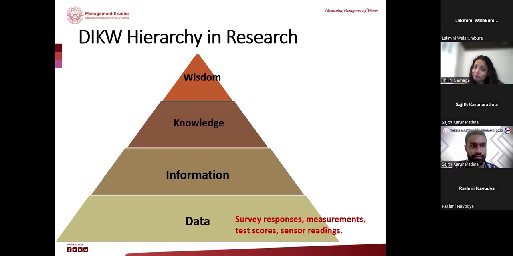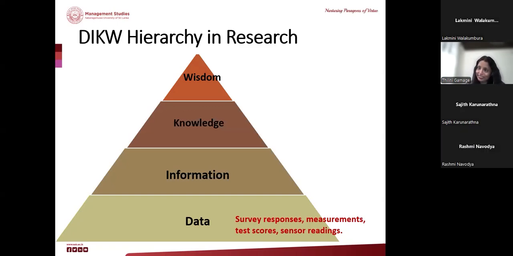So however, once you complete the data collection process, you have data in your hand. Data are the raw facts and figures, and based on data alone, you can't do anything. It doesn't allow you to make decisions, or to get rich insights. That is why, starting from data, we gradually move up this DIKW hierarchy, or the pyramid.